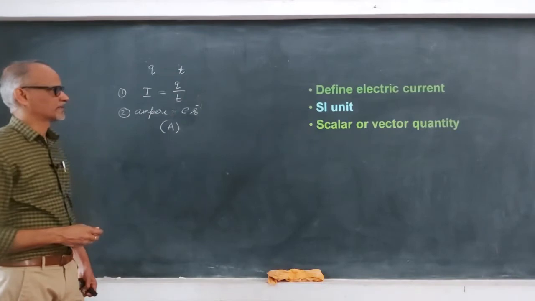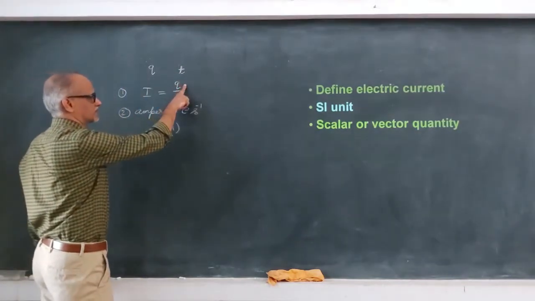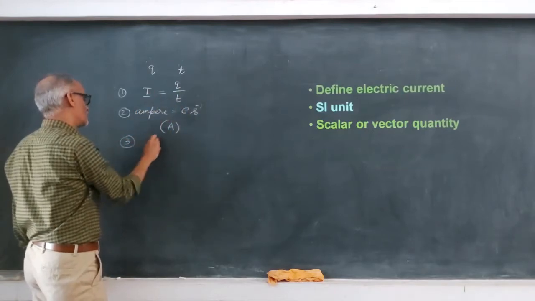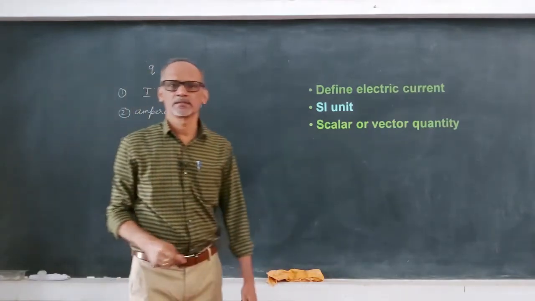Now the next question is whether it is a scalar or a vector quantity. Charge is a scalar, time is a scalar, that is why electric current is also a scalar quantity, it is not a vector quantity.